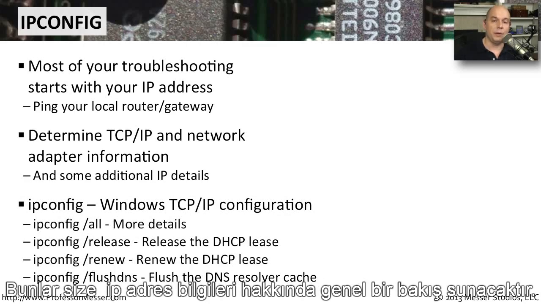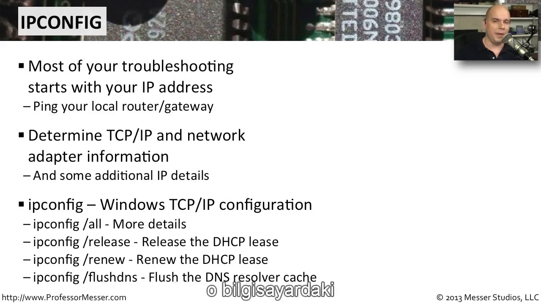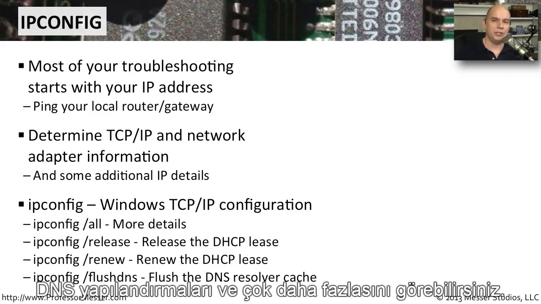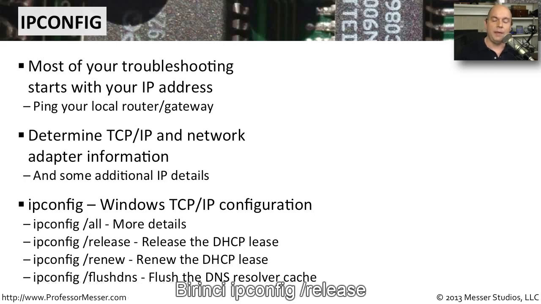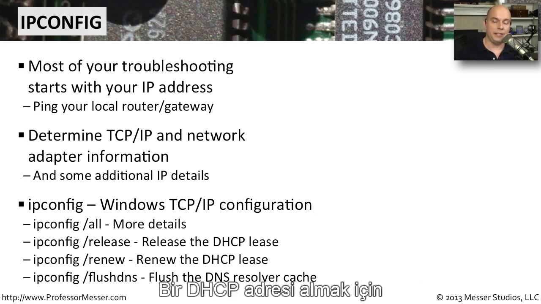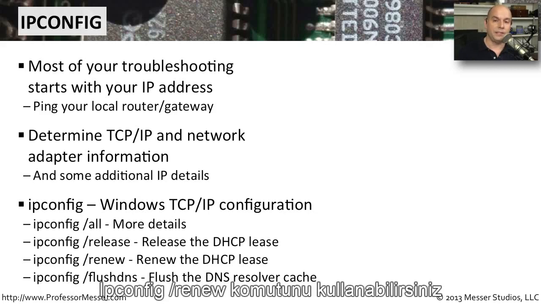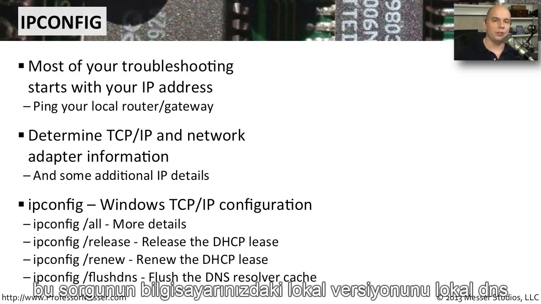Ipconfig by itself will give you an overview of IP address information, but if you use ipconfig /all, you can see everything there is to know about IP addresses, DNS configurations, and much more on that particular computer. There are two DHCP related Ipconfig commands you should know. One is ipconfig /release. That will release the IP address that has been gathered automatically from a DHCP server. And to get a DHCP address, you would use ipconfig /renew.